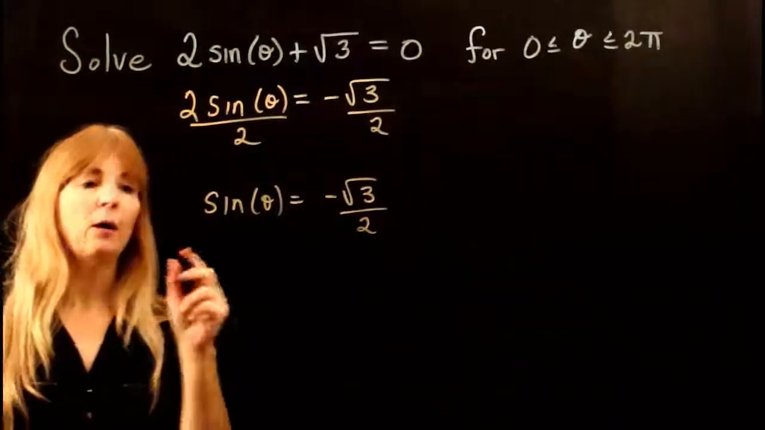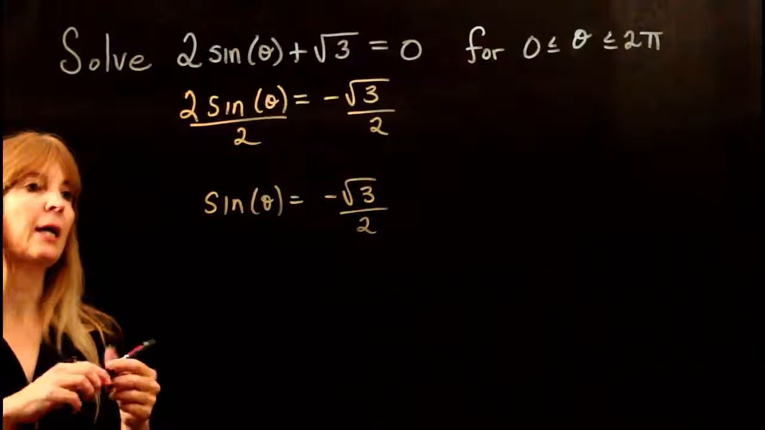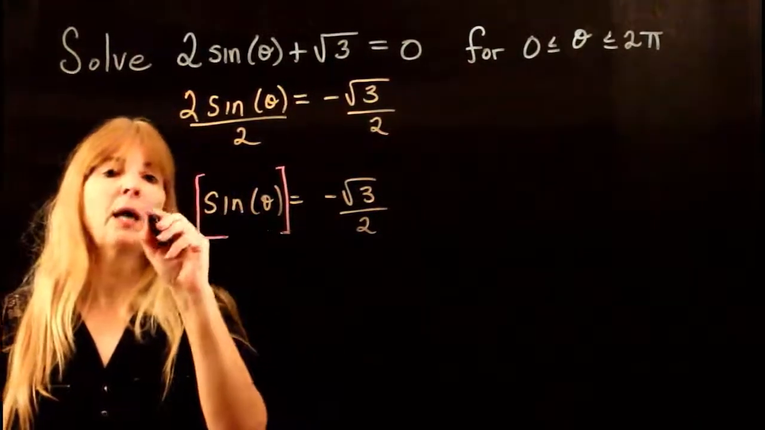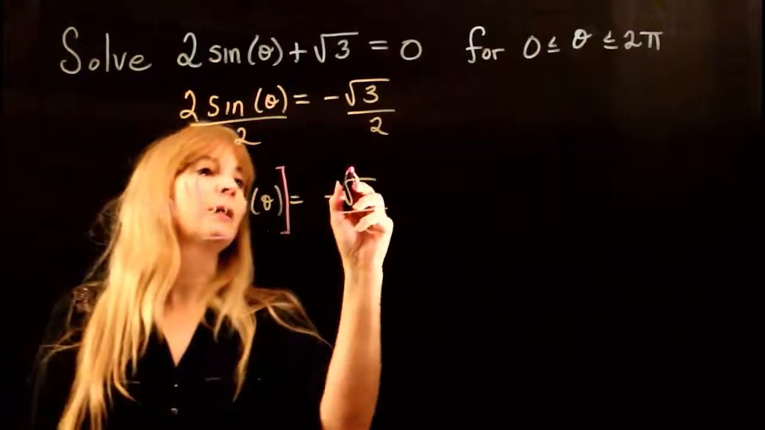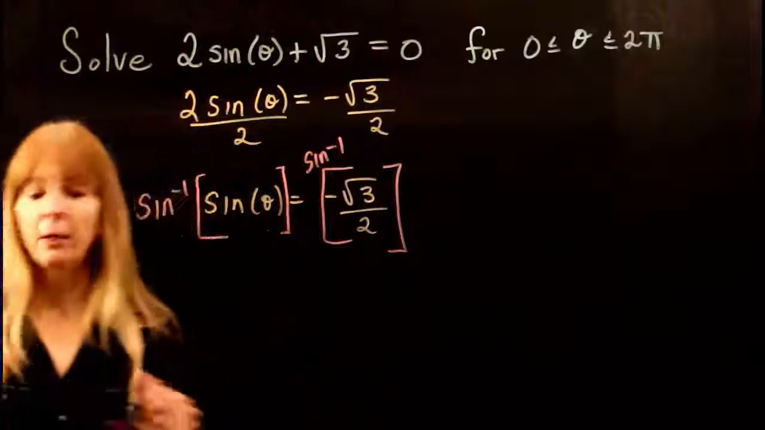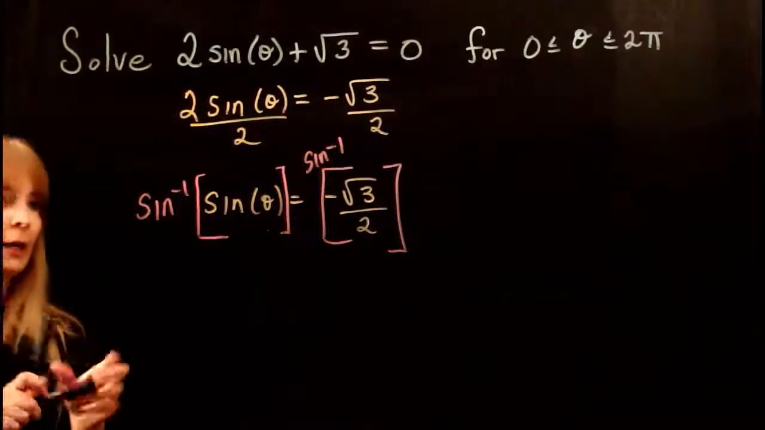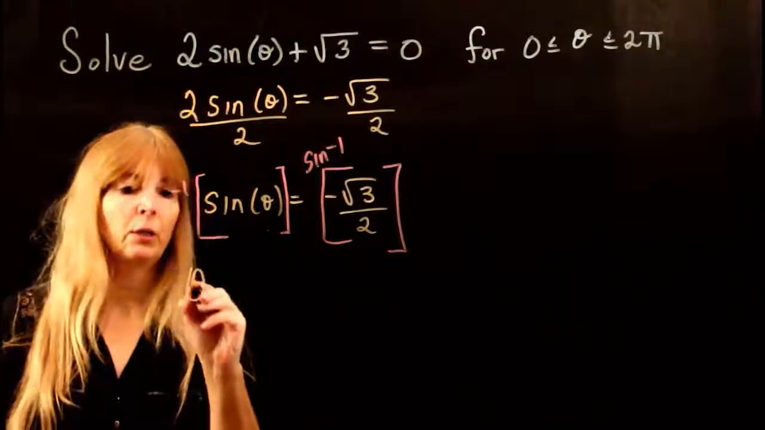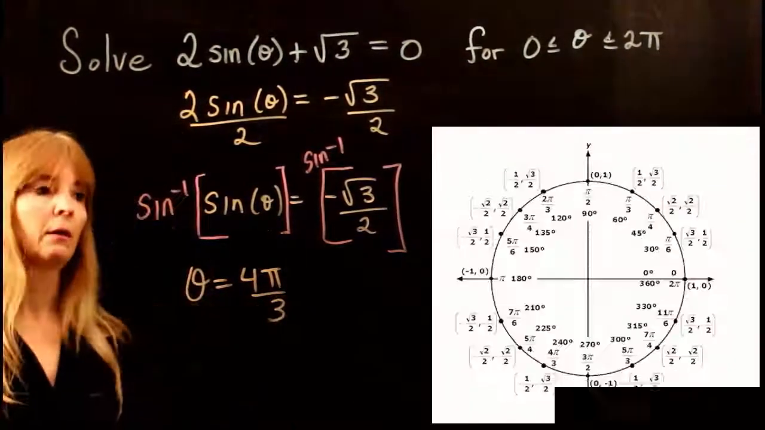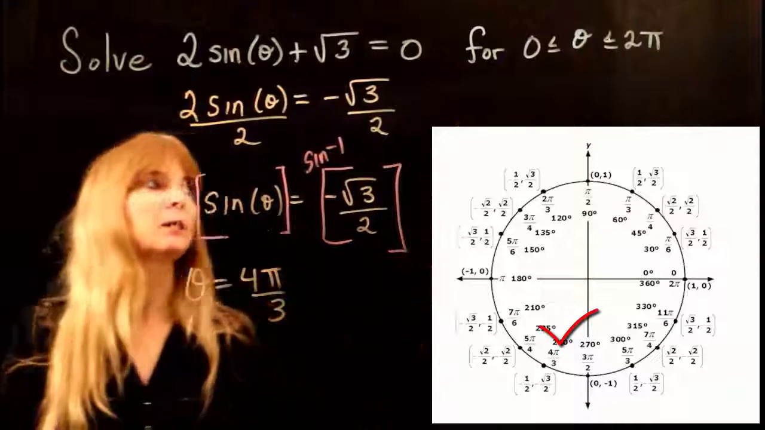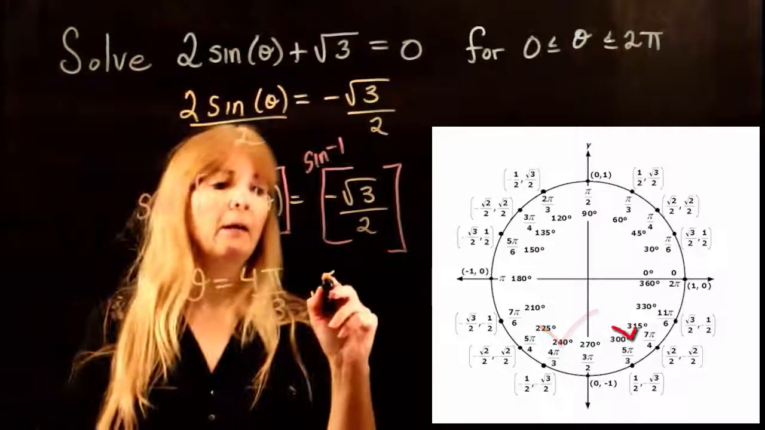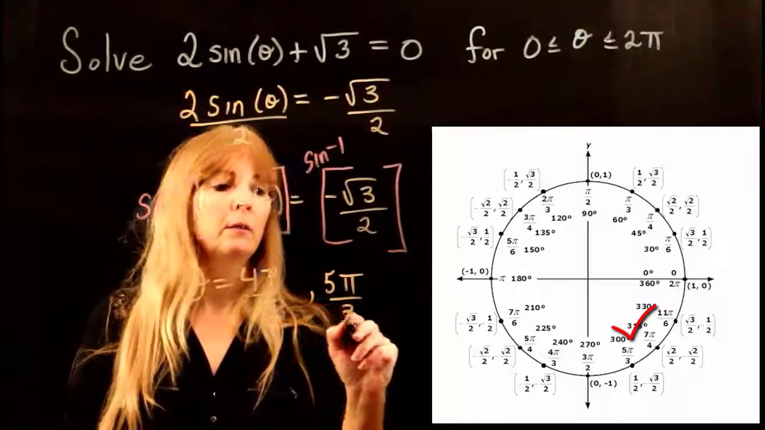And from here now, remember, if I take sine inverse of both sides, then that is actually solving for my angle. And if you do that, I believe you will see that you will get 4 pi over 3 for your angle. And again, we want to stay in between 0 and 2 pi, and 5 pi over 3.